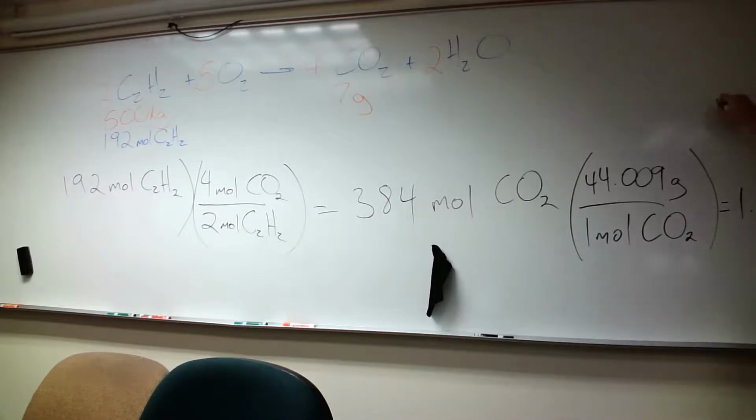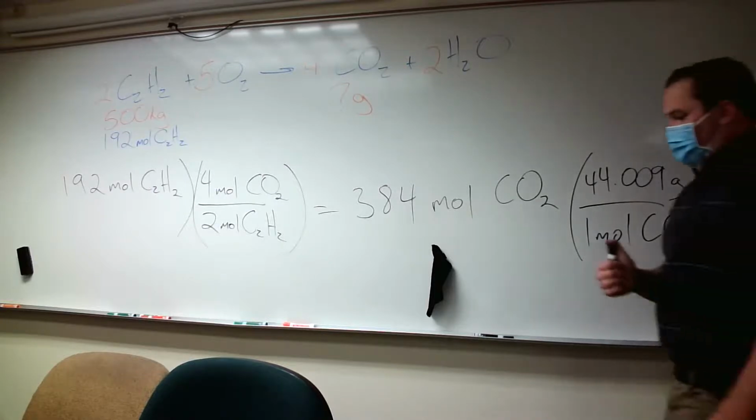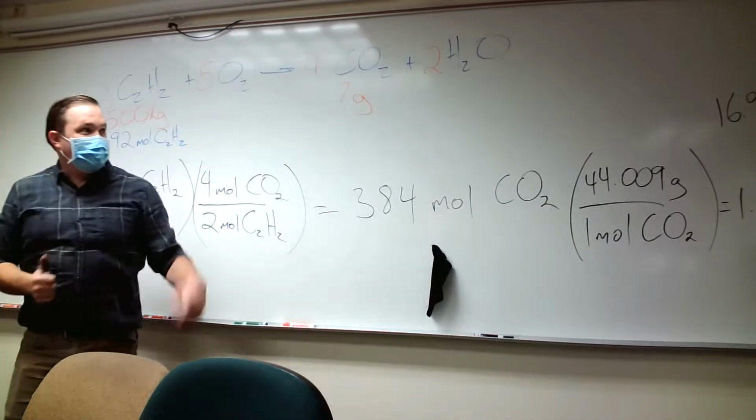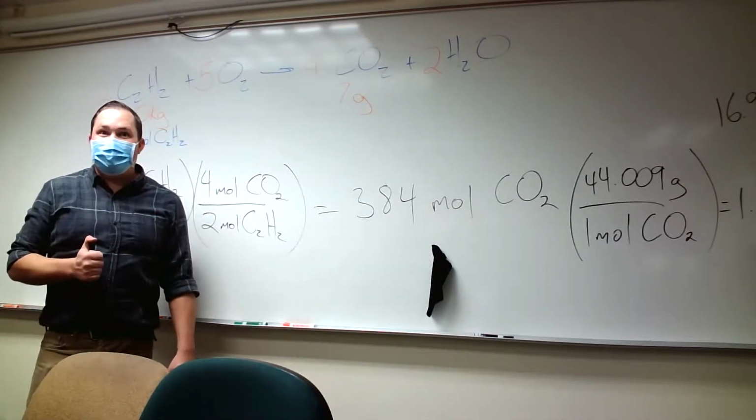Or 16.9 kilograms. I asked for it in grams, but just to give us some context, since we started with 5 kilograms, now we have 16.9 kilograms. If we burn all 5 kilograms of acetylene, it'll turn into 16.9 kilograms of CO2.